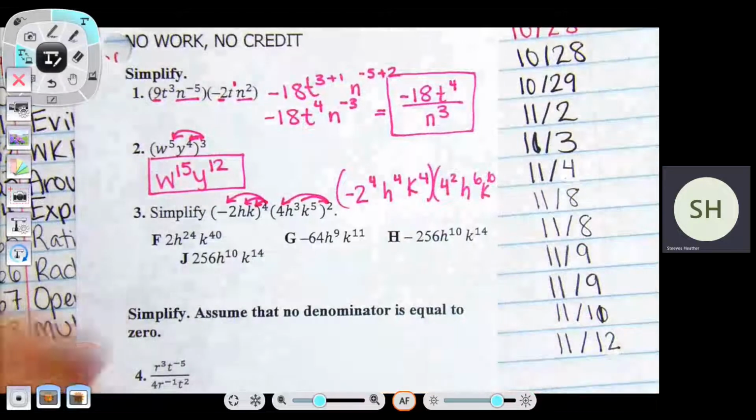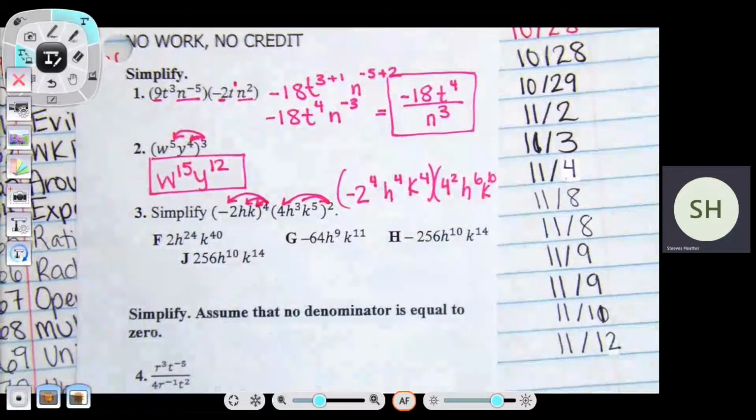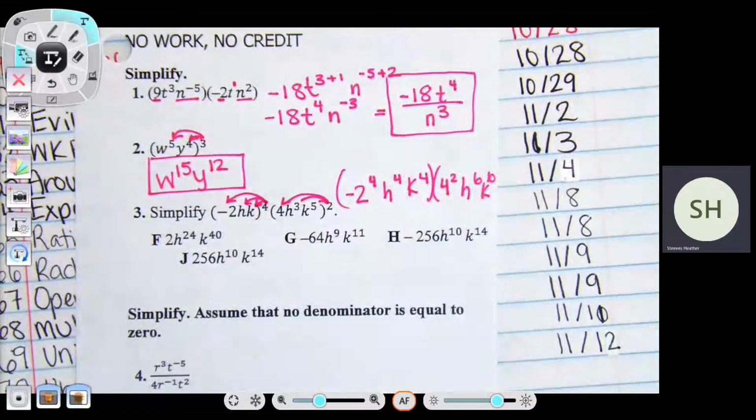And now it's a multiplication problem, so what I'm going to do is add my exponents.